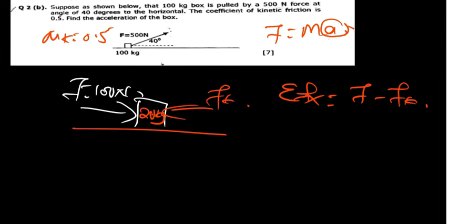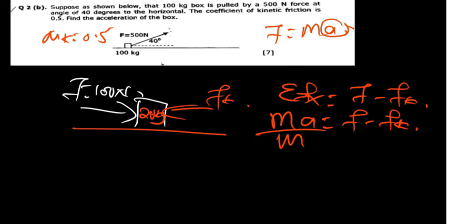Now, according to Newton's second law, we replace this with mass times acceleration. So this is going to be m a, which is going to be the force minus the friction force. Okay, so we divide both sides by m.